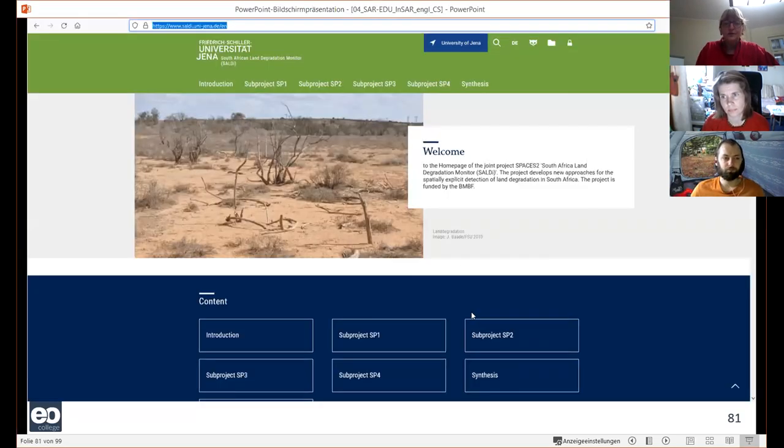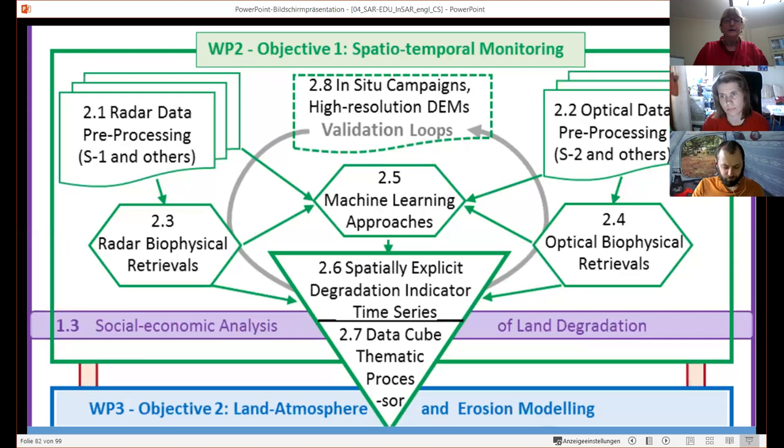Okay. So I'm showing you some results from two projects that we run. And again, I would like to refer you also to our web pages here. One project is called ZALDI, the South African Land Degradation Monitor. And here you can find all kinds of information on the work that we are doing in South Africa. And I wanted to show you here just a few slides of what we try to explore in this context.